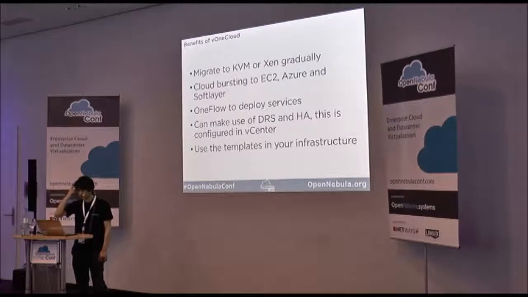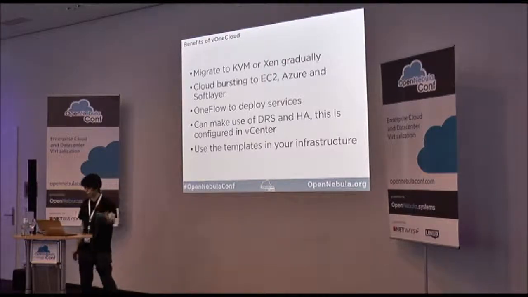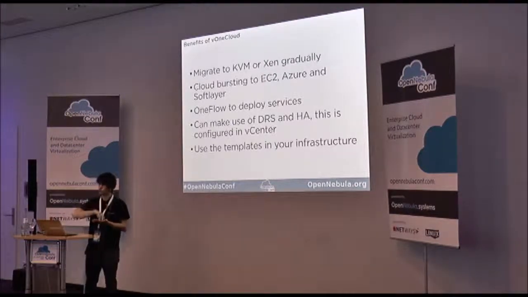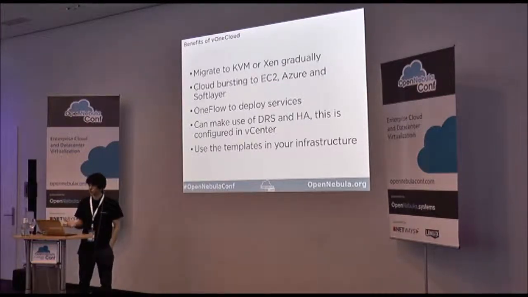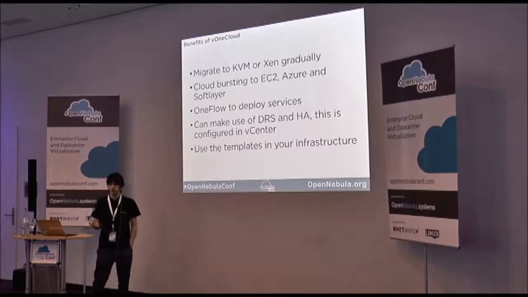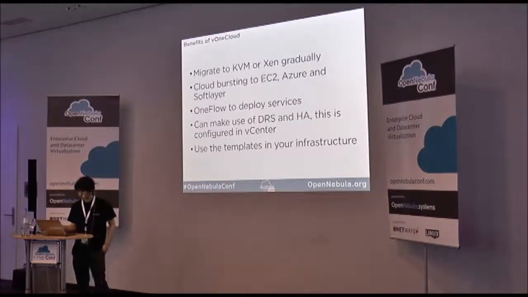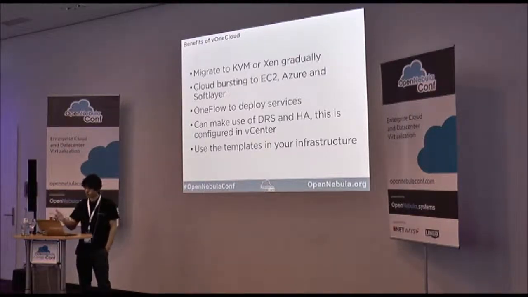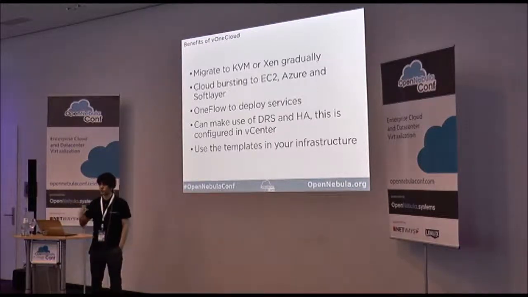You can also use some other nice features of OpenNebula, like cloud bursting. You're still using your infrastructure, but maybe you can send machines to EC2, Azure, or SoftLayer. You can use OneFlow, which is something that with vCenter you cannot do. You can create your services and start the service as a whole. But you can also use the nice features from VMware, like DRS and high availability, and this doesn't collide with OpenNebula features, so everything will work the same.